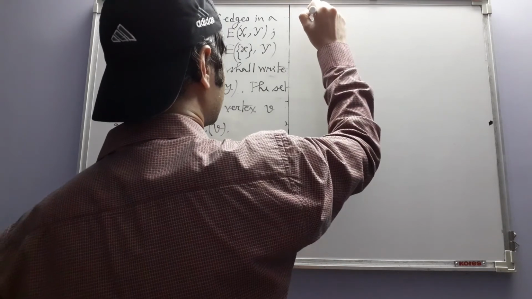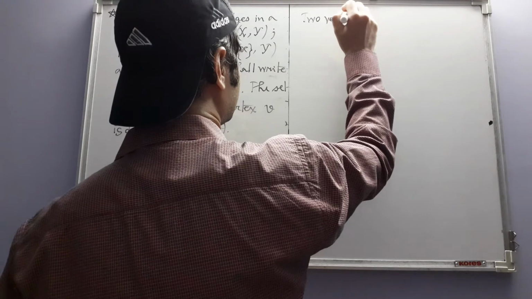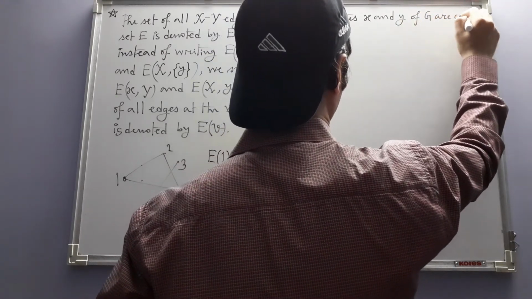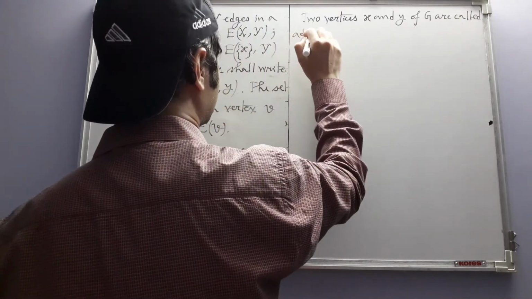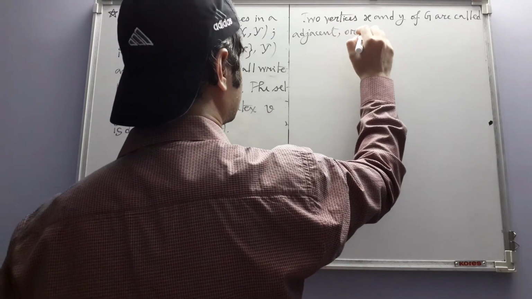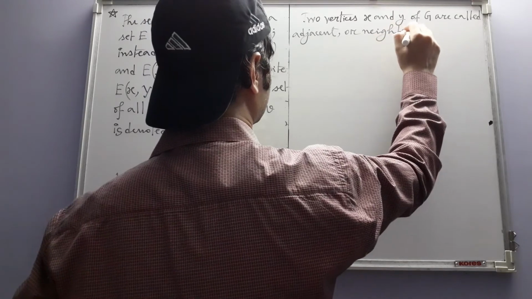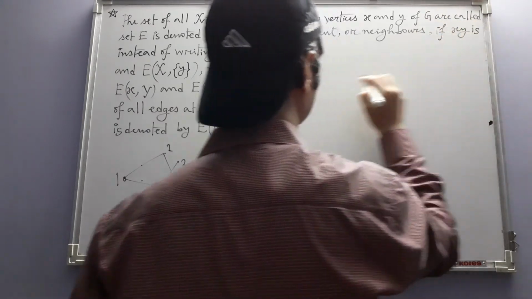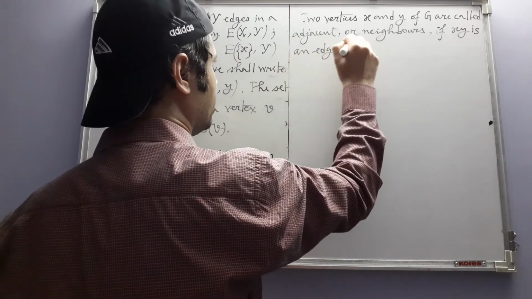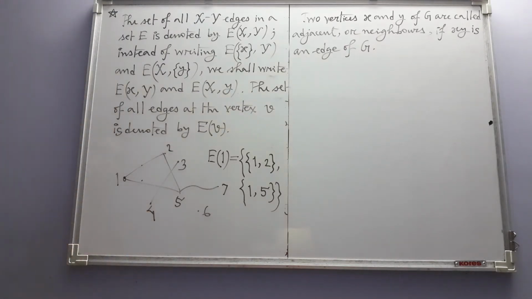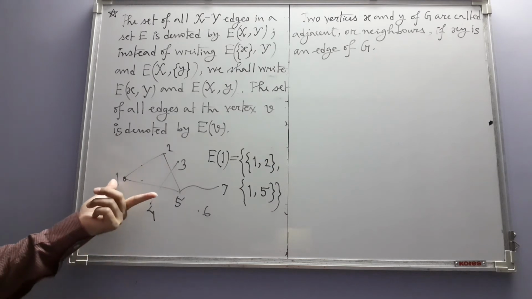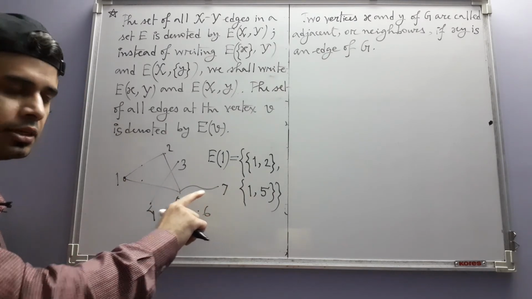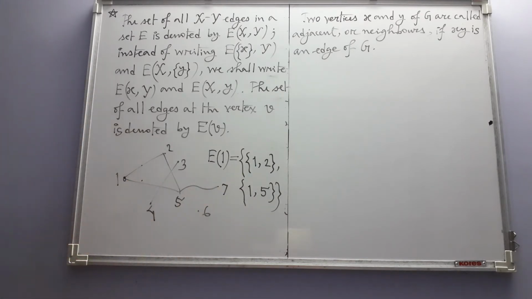Then next, two vertices x and y of the graph G are called adjacent or neighbors if xy is an edge of G. So if we look at this graph itself, 1 and 2 are adjacent because this is an edge. 1 and 7 are not adjacent, though you can reach from 1 to 7 through these two edges, but they are not adjacent because 17 is not an edge in the graph.